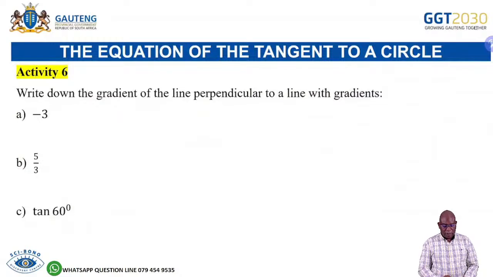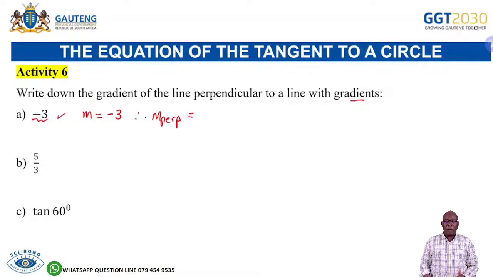So now in this case, the gradient is given as -3. These are gradients. So the gradient is given as -3. We need the gradient of the line perpendicular to that. So if this is the gradient at -3, what will be the gradient of the perpendicular?